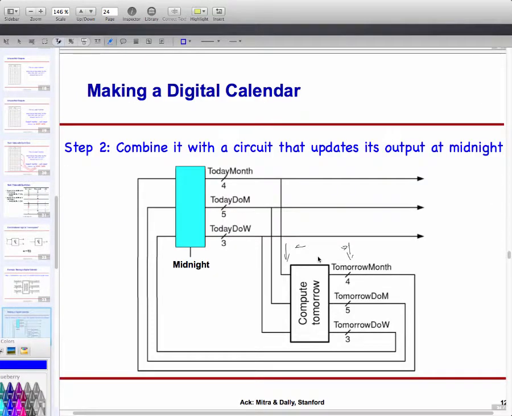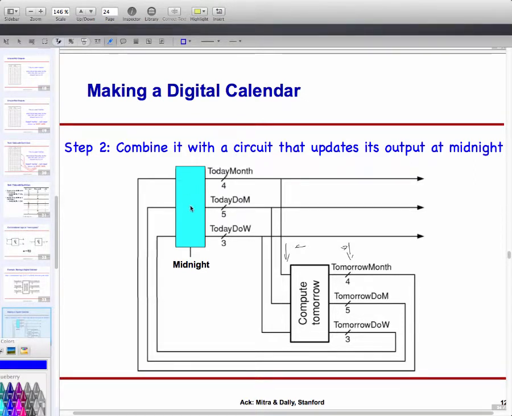To make our calendar, we need to do something about updating things at midnight. So what we assume for now is that there is this magical block, in cyan color, and what you would notice is that at the bottom it has an input called midnight. The idea is that at the midnight hour a pulse comes on this line, and whenever the pulse comes on this line, the output changes.